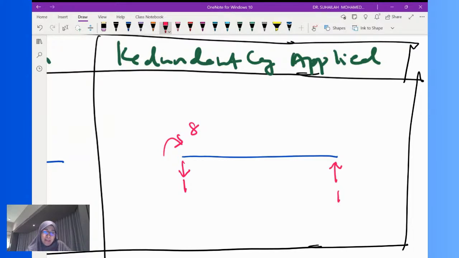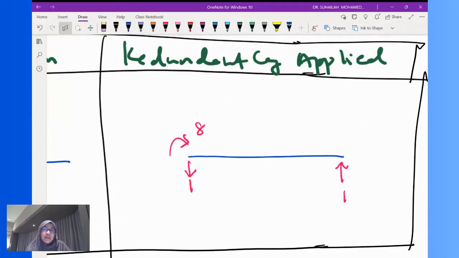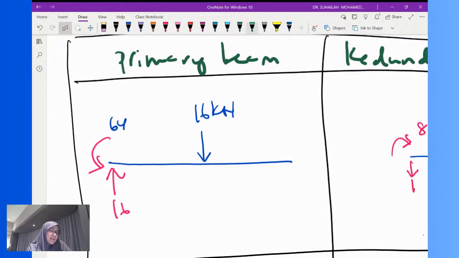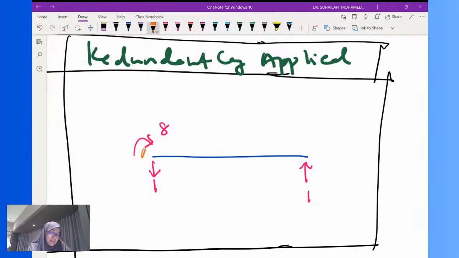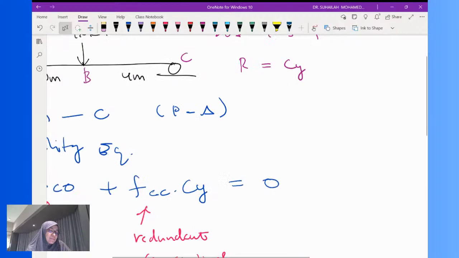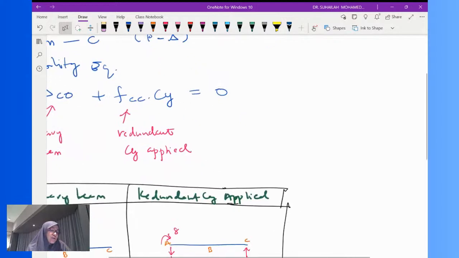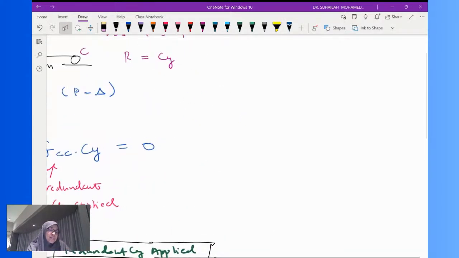This is how it looks like. So we have the primary beam and the redundant beam. We need to label A, B, and C, remaining the same labels. So what is the next step? Remember as I mentioned, in the flexibility method we have to set the goal, and the goal is we want to calculate the reactions, and there are 4 unknown reactions.